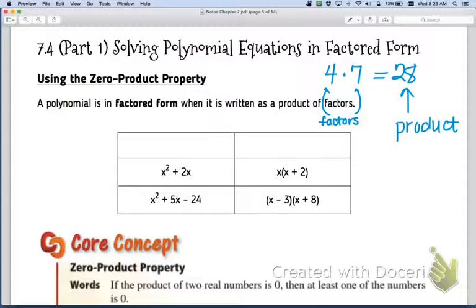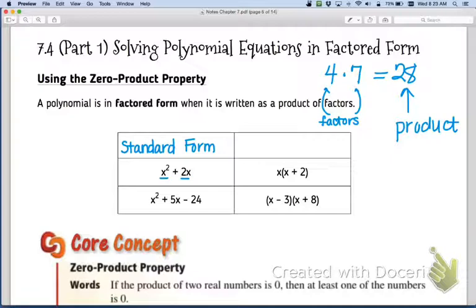Okay, so if we look at this table here, the first column are polynomials that are in standard form. They are written as a sum of monomials. I have x squared plus 2x, for example. And they are written from the highest exponent down to the lowest exponent, so we know that they're in the correct order.